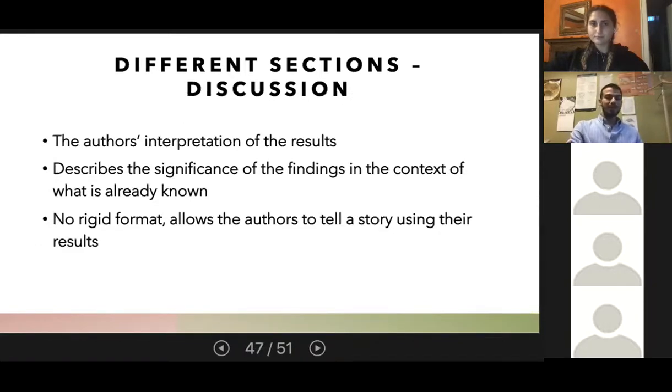At last, we get to the discussion. So this section lets the authors interpret their results and explain how they fit in the context of what is already known. It is usually a continuation of the introduction, but now incorporating the results of the paper. Authors often discuss how future experimenters should consider the results when designing a related project.